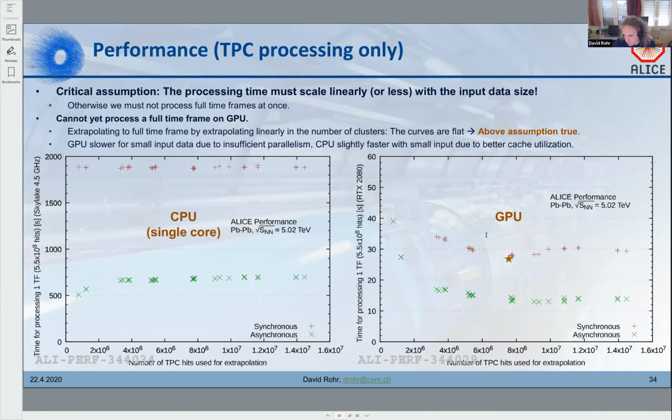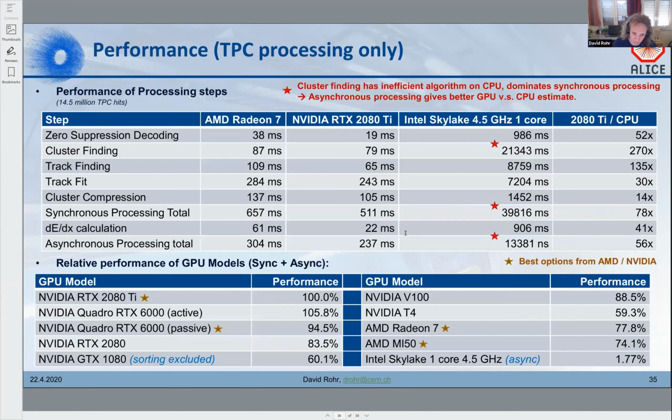So for the GPU, you see we need at least like 6 million clusters, but this is simply because we need these many clusters to have proper parallelization on the GPU. But as soon as we have a certain minimum data size, the processing basically depends just linearly on the input data size. It doesn't matter how long the time frame is, we can just process this at once on the GPU if we have enough memory.